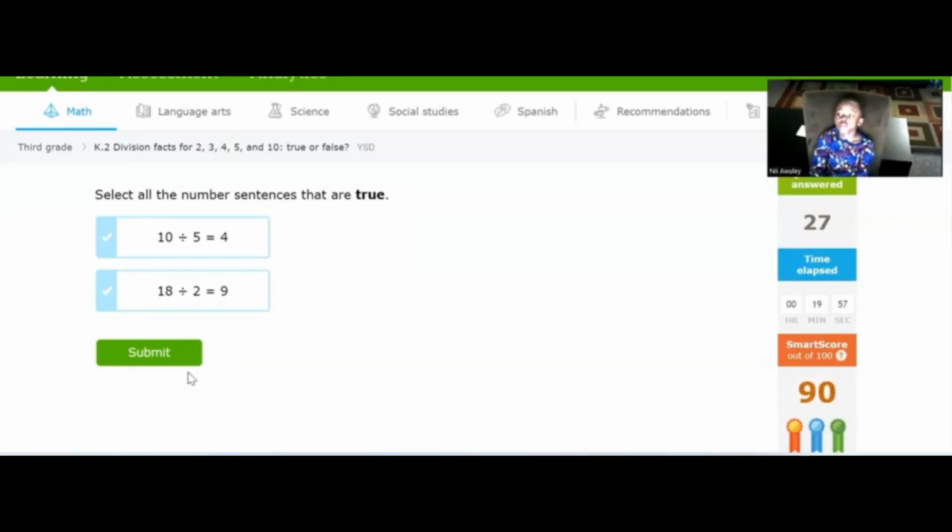2 times 5 is 10, 2 times 6 is 12, 2 times 7 is 14, 2 times 8 is 16, 2 times 9 is 18. This is correct because 2 times 9 is 18.